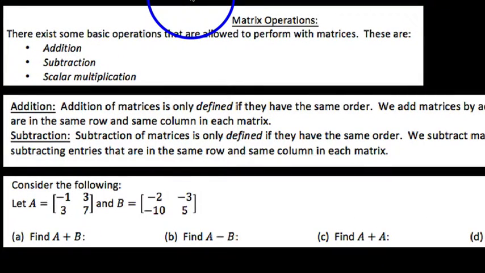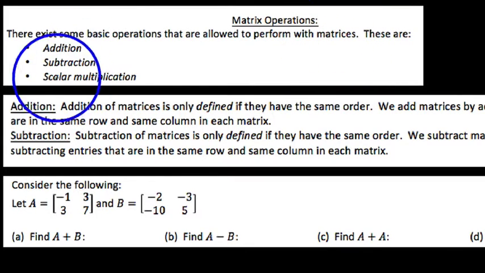Okay guys, in this video we're going to look at our first set of matrix operations. With real numbers we have operations that are commonly used: addition, subtraction, multiplication, and division. It is the case that with the set of matrices, not necessarily all of those operations are defined, but some of them certainly are.